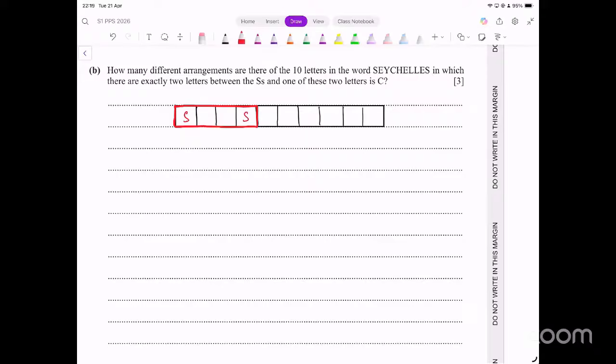What are the remaining letters now? The remaining letters are S. No, the S are already counted there. E, Y, C, H, E, L, L, E. These are the remaining letters. But C has to come in one of these 2 places. C has to come in one of those 2 places. Now, how do we think about this? We've got this one big box. And then we have 1, 2, 3, 4, 5, 6. 6 other boxes.